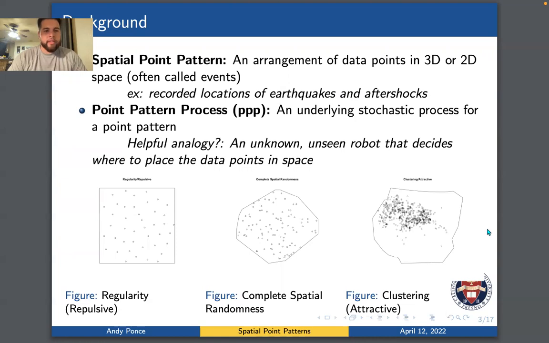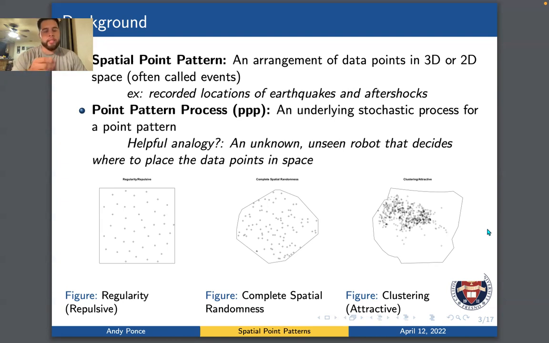The second definition is for the point pattern process. This is the underlying process that is behind the point patterns. We call these processes stochastic because they're random and they're a little bit tricky to approximate. An analogy that my advisor likes to use, which helps me understand, is to think of the process as a robot that you can't see, but you know that this robot is deciding where to plot the points. You don't know how the robot is deciding or the actual process it's using, but you know that it plots the points.